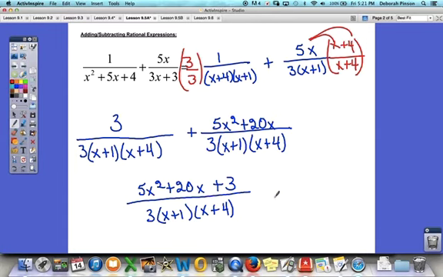The last thing I need to do is get restrictions. So I'm going to look at my denominator. There's no variable with the 3, so it's going to be fine. Here, when I set it equal to 0 and solve, I'll get -1. The x plus 4, set it equal to 0 and solve, I'll get -4.